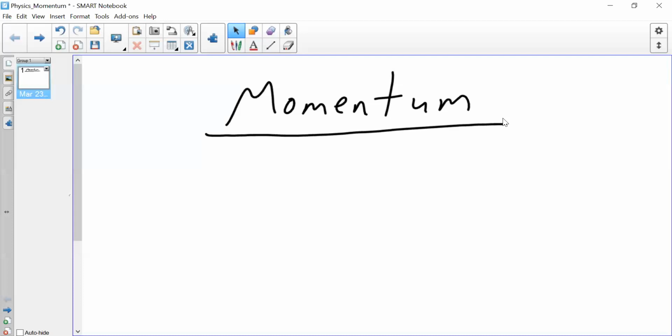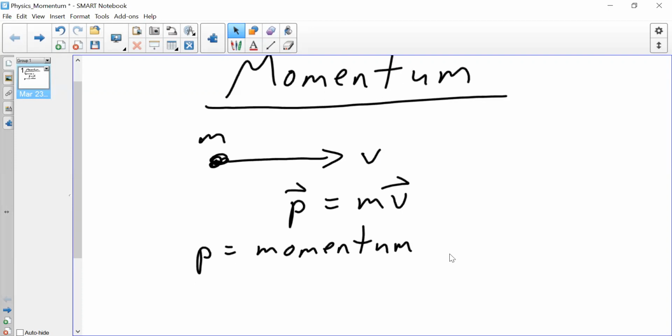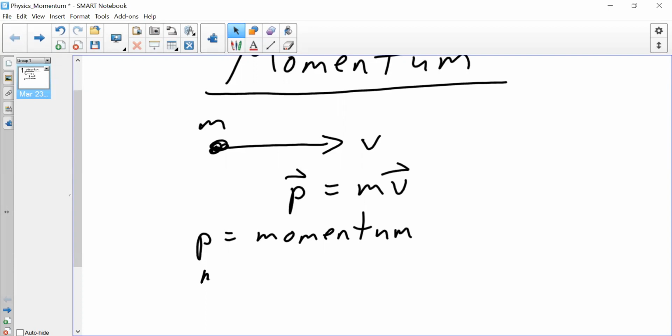So definition, so I have a mass here. Let's say he's moving along at speed v. You multiply those together, that's momentum. P for momentum. And M for mass, etc. And V for velocity.